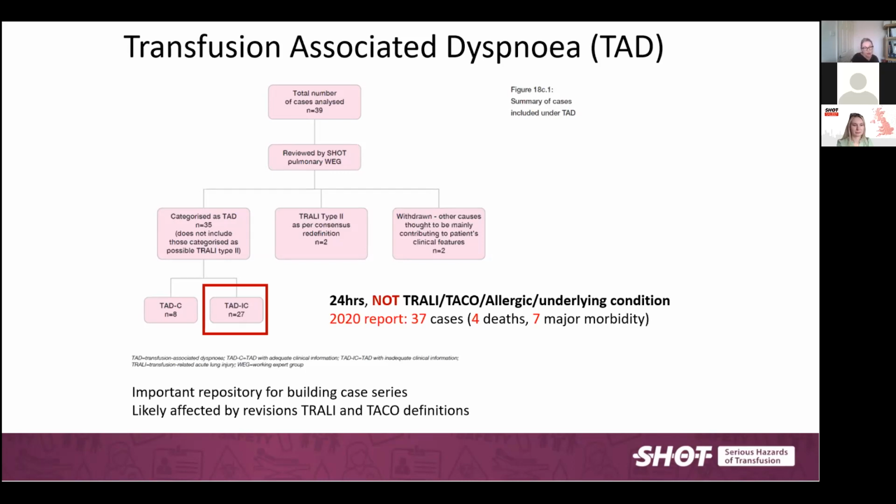Now, the ones that were categorised as TAD, we call them either TAD-C or TAD-IC. TAD-C is where it meets the criteria for TAD, and we have all of the data that we would wish to have in order to make a proper categorisation. TAD-IC is where we don't have the full data to do a categorisation within the pulmonary complications of transfusion. Some of this is to do with lack of available data, and that's always going to happen. But the important thing is that TAD is an important repository for building a case series, because we can look back on it in the future when more research has been done and we can reanalyse these cases.